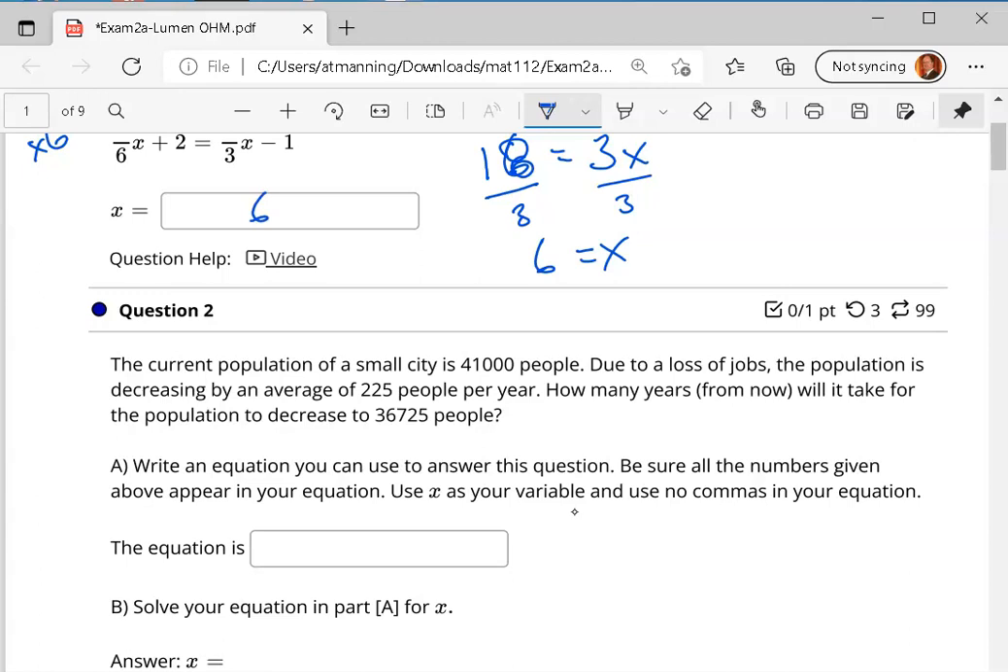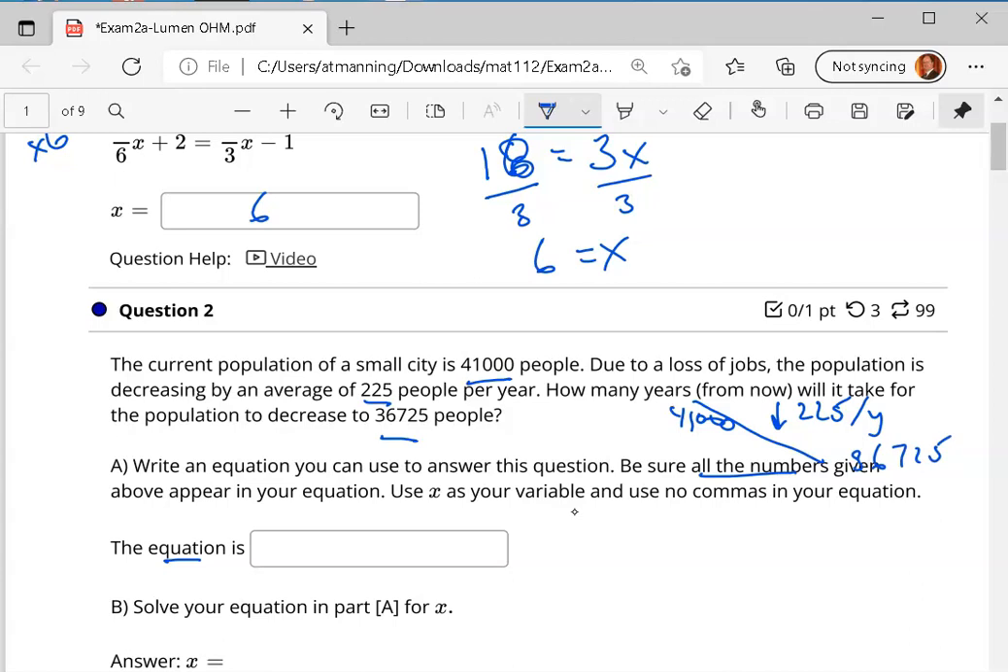Alright. Now, all we're looking for is the equation here. So, current population, 41,000. We're losing on average 225 people per year. How many years will it take for the population to decrease to this? So we're looking at a linear problem, right? We're at 41,000. It's going down by 225 per year. How many years is it till we reach 36,725?